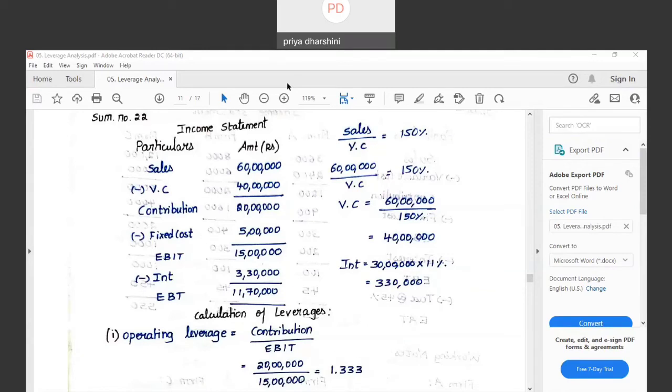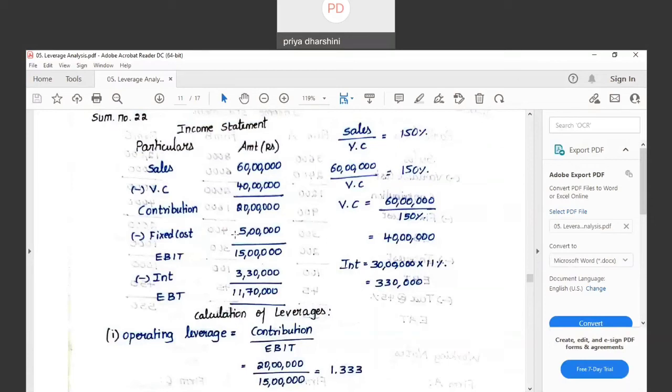Sales is 60 lakhs. How much is variable cost? They say sales to variable cost is 150%. 60 lakhs divided by variable cost is 150%, which means how much is variable cost? It is 60 lakhs divided by 150%. You get variable cost as 40 lakhs. The variable cost information was not straight away given to us. Instead, they have told sales to variable cost ratio is 150%. Sales minus variable cost will give us contribution, minus fixed cost.